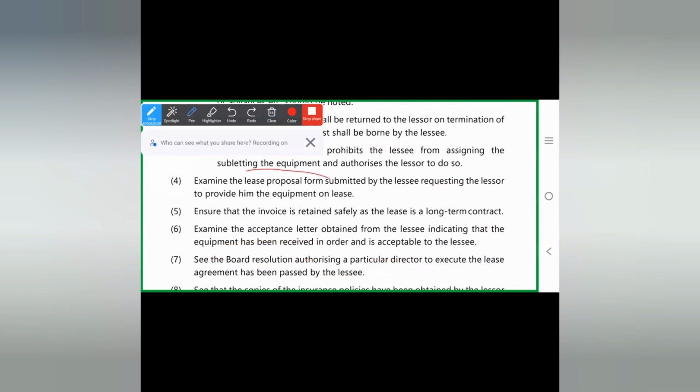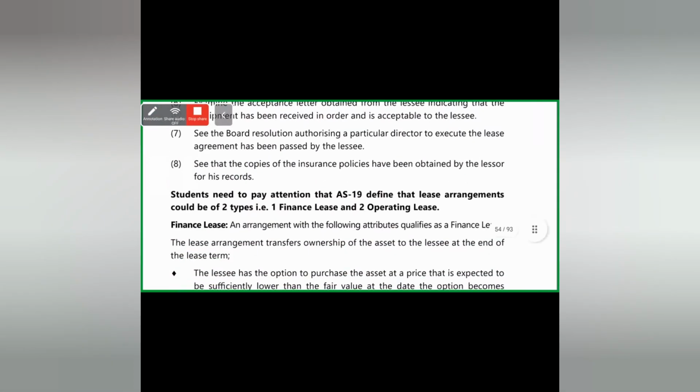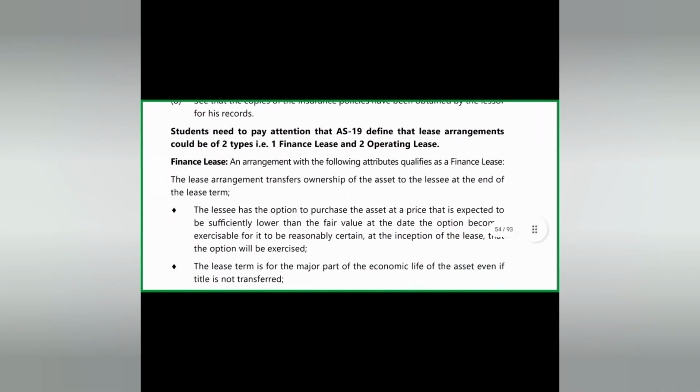Examine the lease proposal form submitted by the lessor. Ensure that invoice is retained safely. Examine the acceptance letter obtained from the lessee, which is indicating that equipment has been received. See board resolution authorizing a particular director to execute the lease agreement. And see that the copies of insurance policies have been obtained by lessor.